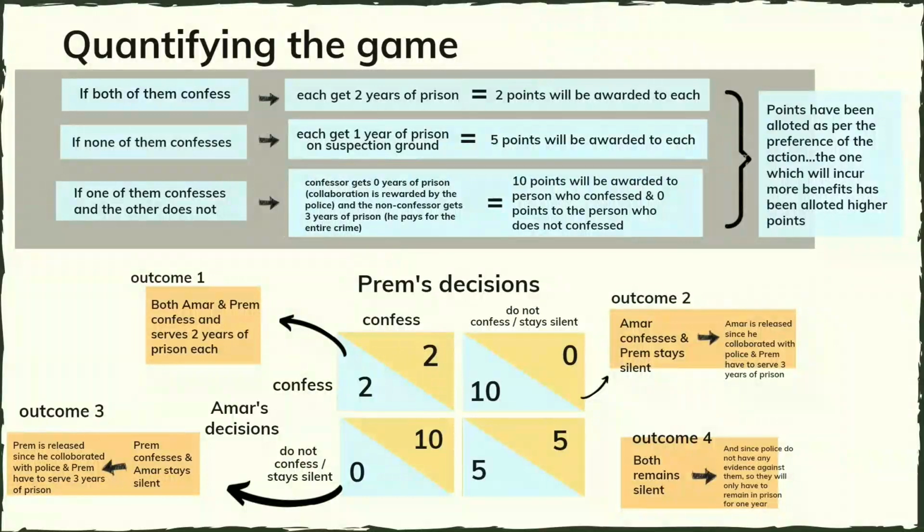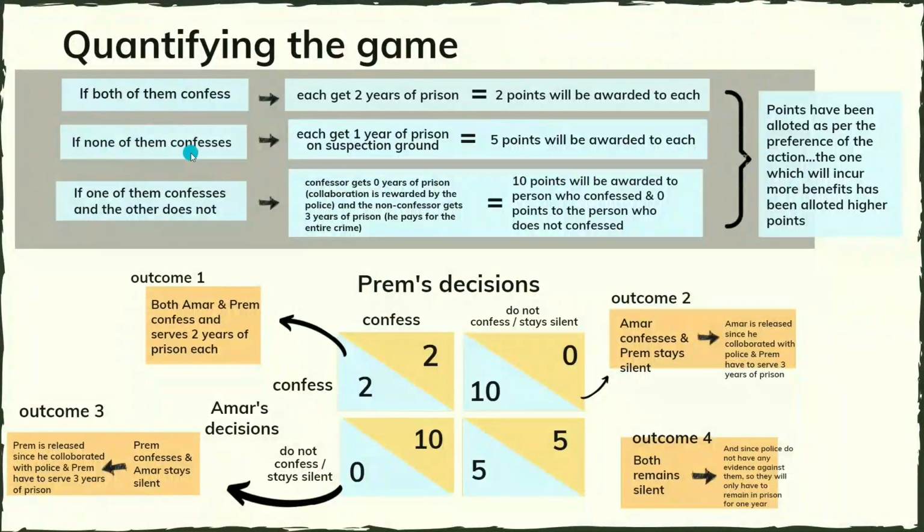Although these points have been allotted randomly, one thing needs to be kept in mind. The highest preferred action would be allotted the highest point and so on. So these actions are allotted points in such a way that their points reflect their relative preferences. Our first action, where both players confess, resulting in each getting 2 years of prison, will earn 2 points each to both Amar and Prem.